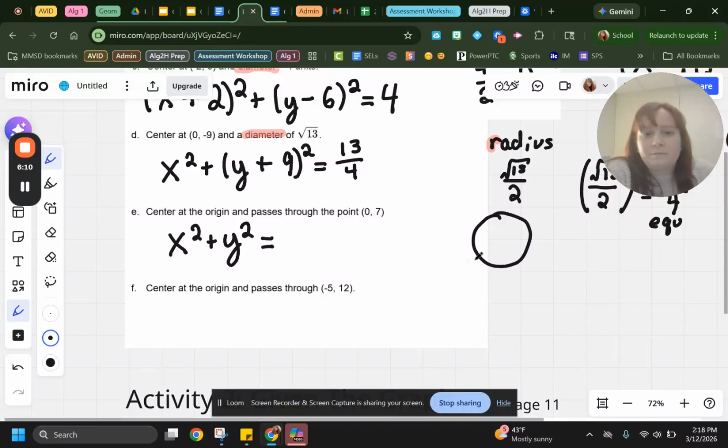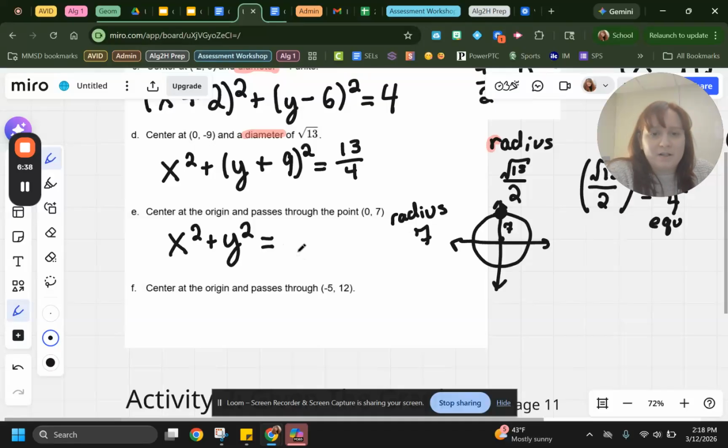So if this is my circle, here's my axes, my y and my x. And this is saying that we have a point 0, 7. That is right here. That means that my radius is 7 units, because I'm going from 0, 0 to 0, 7. And now I have that radius of 7. So for my equation, I need that radius to be squared. So 7 squared is 49.